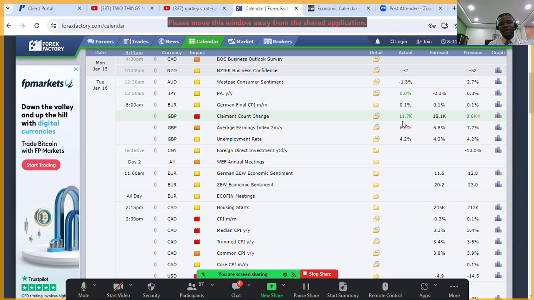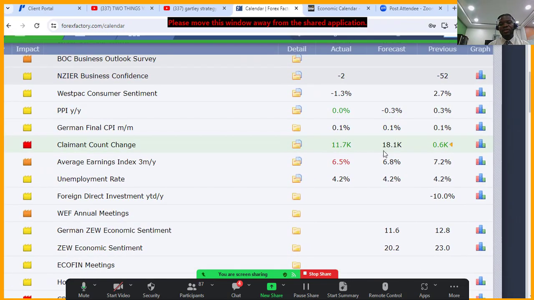So as you can see, it's the same value. So actually, you can see the forecast of 18,000. So there's a forecast of 18,000 persons in the United States to file for unemployment benefits, right?